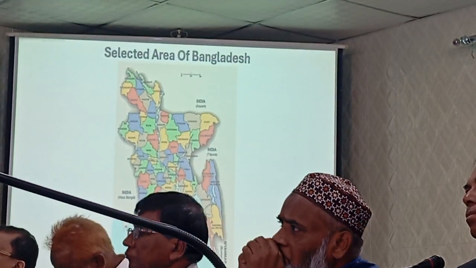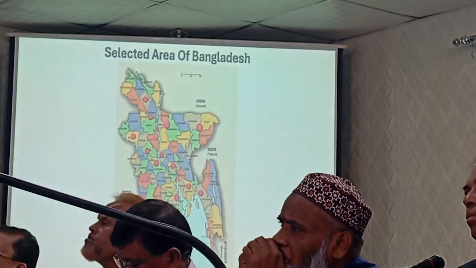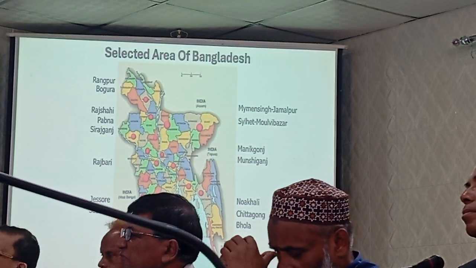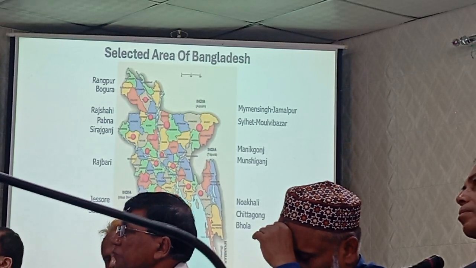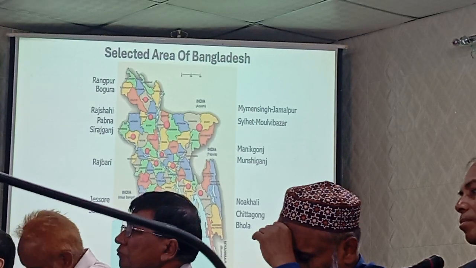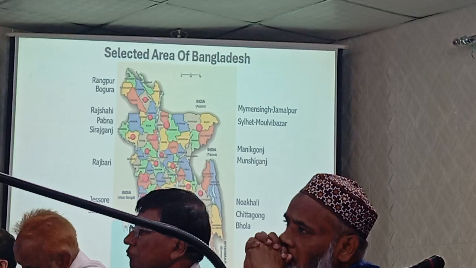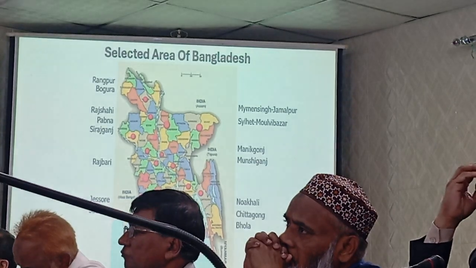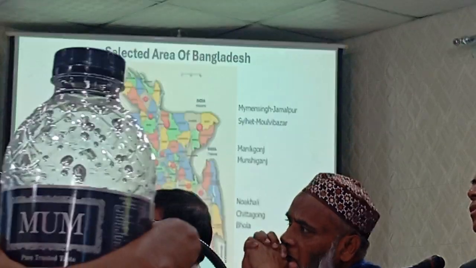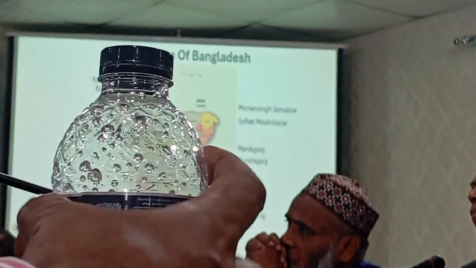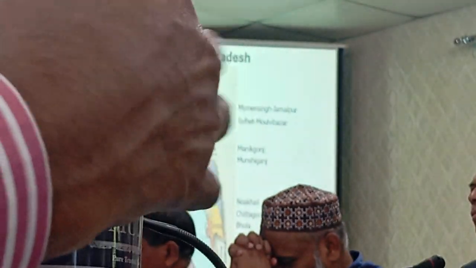So, if you see the whole of Bangladesh, we have selected 15 districts. These are the districts. We are trying to cover all the zones. From the northern part there are Rangpur, Bogura. After that, Rajshahi, Pabna, Sirajganj zone. There is Mymensingh, Jamalpur zone. Sylhet and Moulvibazar zone. In the middle part we have Manikganj, Munshiganj, Rajbari. From the southern part we have Jashore, Satkhira, and from the other part we have Noakhali, Bhola, and Chattogram. So these are the selected areas.